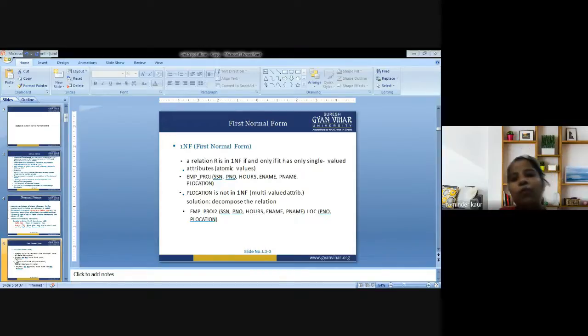Again, have a look at the conditions specified for first normal form. Again I am repeating the same slide. A relation is in 1NF if it has only single valued attributes, that is, atomic values. Have a look at the example. If you have any query regarding the same, you can ask me.